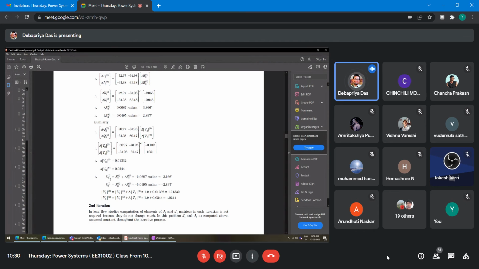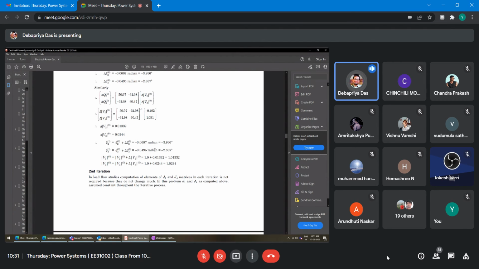Therefore delta 2 1 is equal to delta 2 0 plus the correction, so this will be minus 3.936 degrees. Delta 3 1 will be this one plus this one, so it will be minus 2.837 degrees. This is in radians and converted to degrees. Similarly, the voltage magnitude in the first iteration, V2 1 equals V2 0 plus delta V2 0, is this much, and V3 1 equals V3 0 plus delta V3 0 is this much.